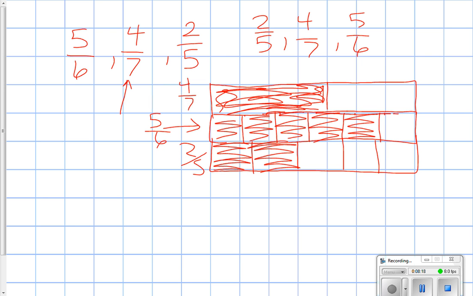So that's one way to figure out and order fractions. I'm sorry that I messed up so many times, but remember that the big part is to try to get those parts equal.